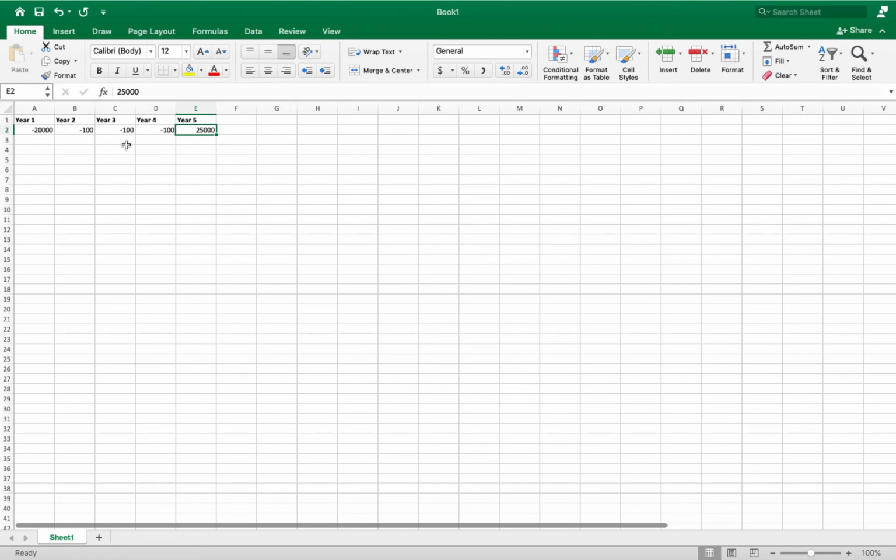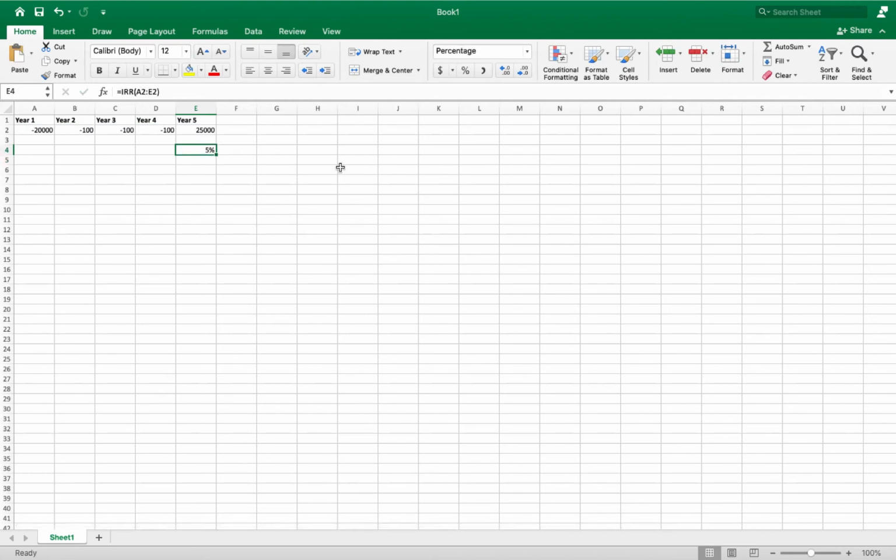Once you have all the yearly cash flow projections in place, you simply calculate the IRR using the IRR function in Excel. And you get an IRR, in this case, of 5%. This, of course, is a very simple example, but it shows you how easy it can be to calculate the initial IRR. Just keep in mind that you have to be very careful about all of your initial assumptions.